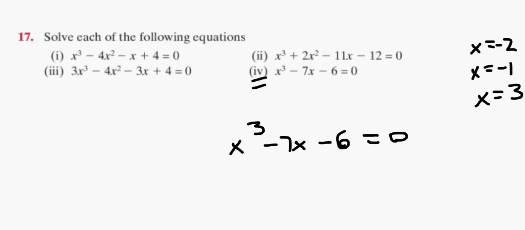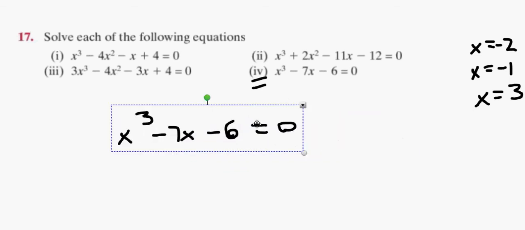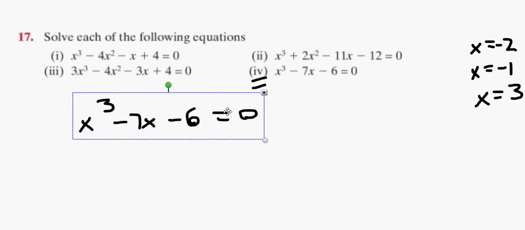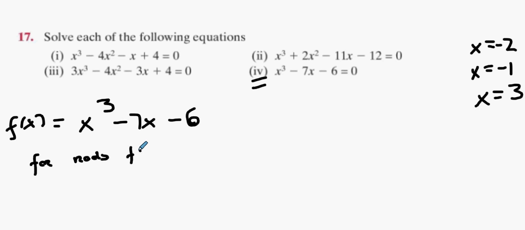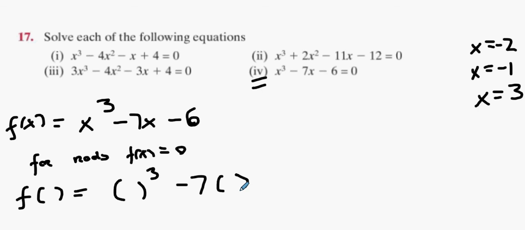Okay? So, if you're really desperate and you've forgotten everything you learned, but you remember the calculator trick, to get a few marks, here's what I'd do. I'd first of all change this into f of x. And then I'd say, okay, for roots, f of x equals 0. And then I'll just do f of blank equals blank cubed minus 7 times blank, take away 6.